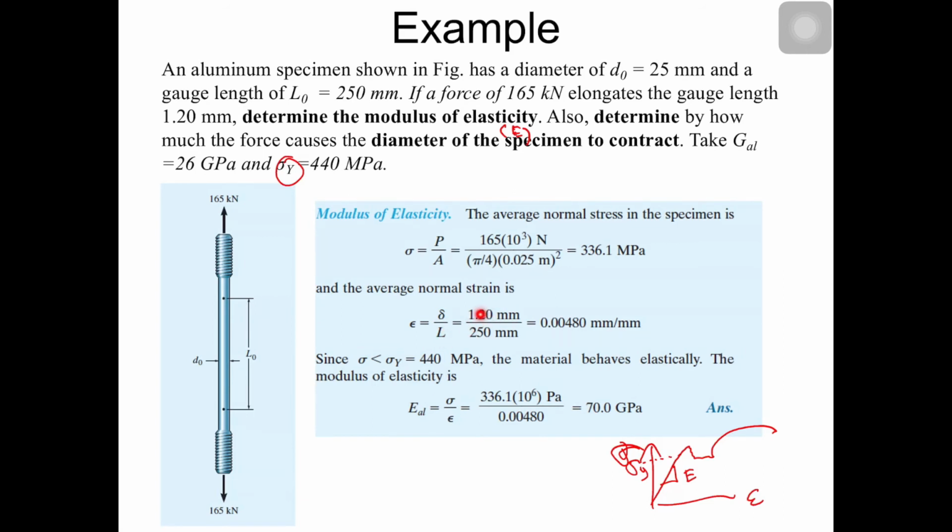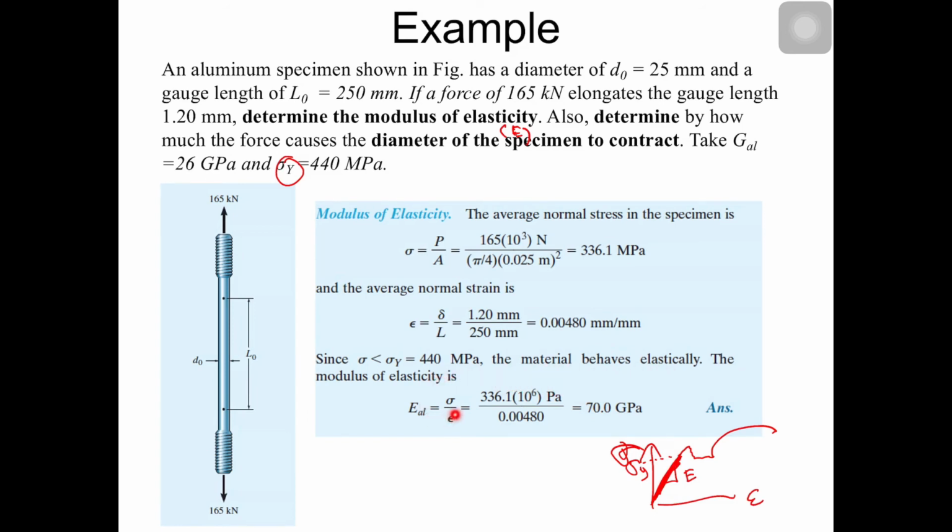original length. So elongation is 1.2 over original length, which must be the same dimension, 250, and you get this value. The value 336 is below 440, so this is elastic. If it is over 440, it is plastic. So that means the value here is in this region.